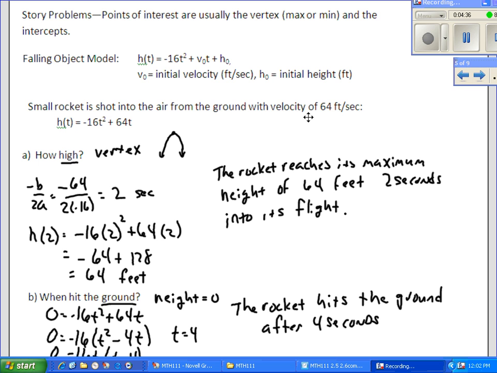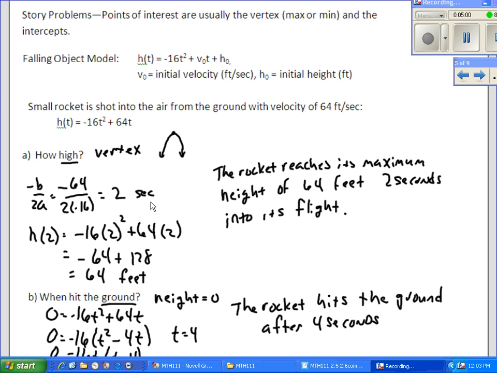And then just a couple quick story problems. Points of interest are usually the vertex, because it's the maximum or minimum of the function, and the intercepts. Interesting things happen there. So here's a classic falling object model, a rocket shot into the air. Since we're interested in how high the rocket is in the air, we're interested in the vertex. So we can do our formula.